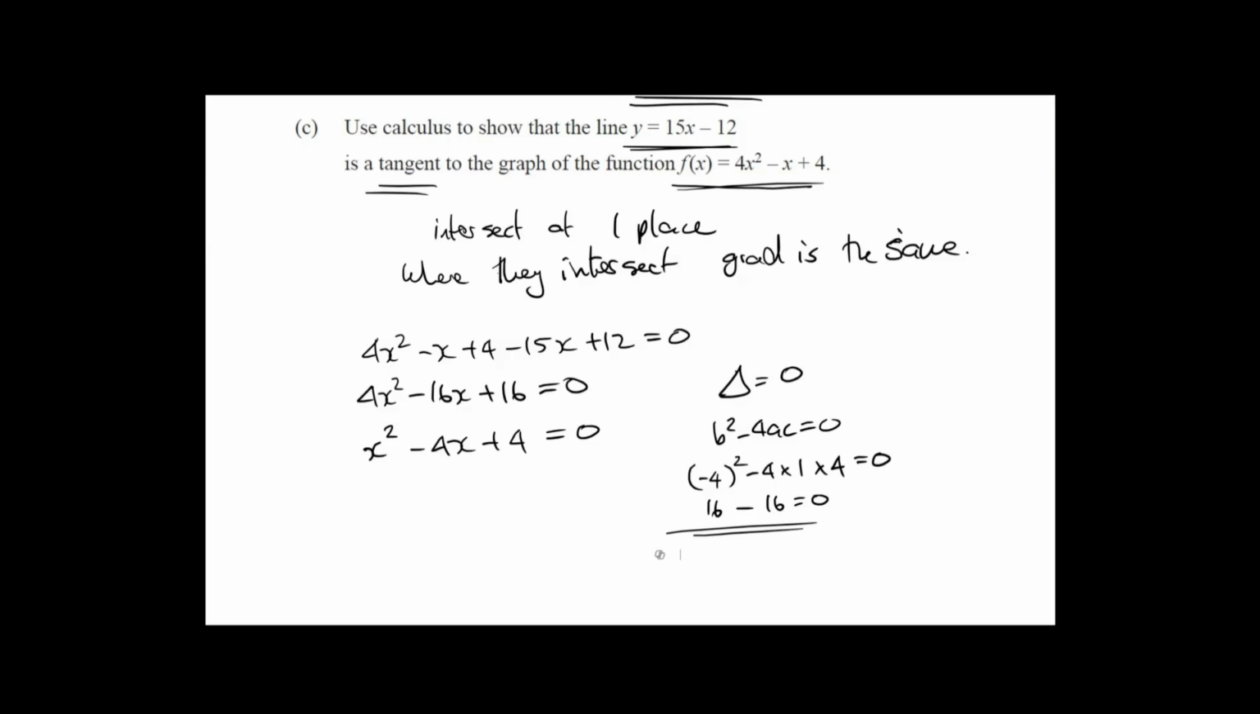Okay, so now that we know that it's a tangent, we can use calculus. So there's one way of proving that it's a tangent, but let's use calculus. So we know where they're tangent, they have the same gradient. So in other words, when we differentiate this one and set that equal to 15, we can find where they cross. And hopefully it's the same place as where they crossed before. But let's grab our calculator and prove it.